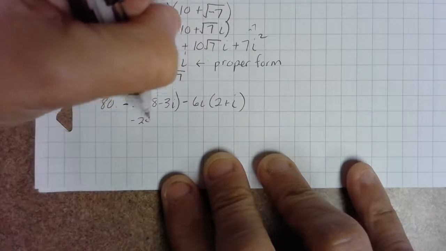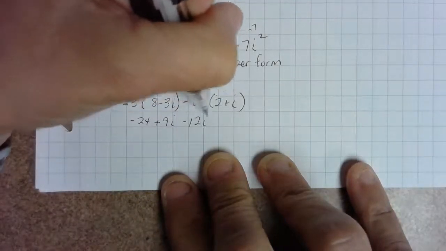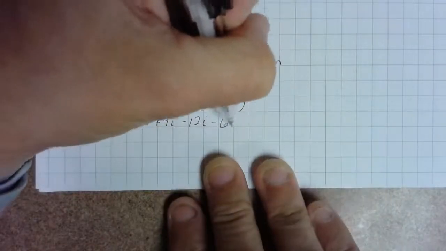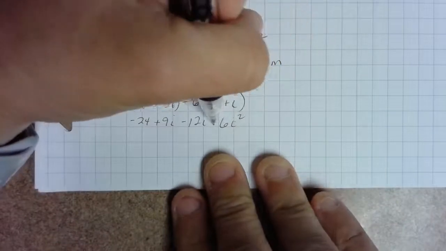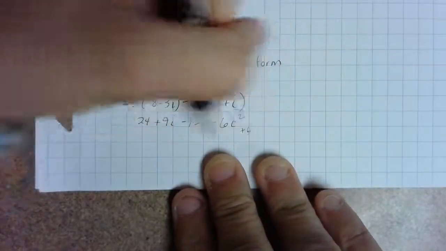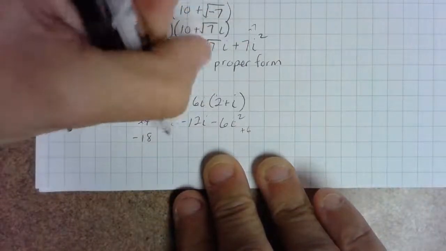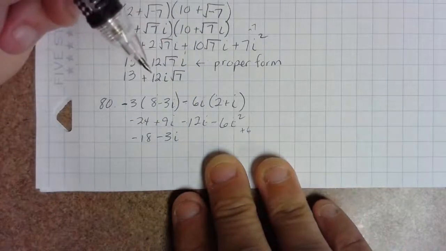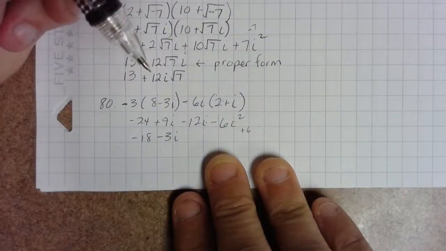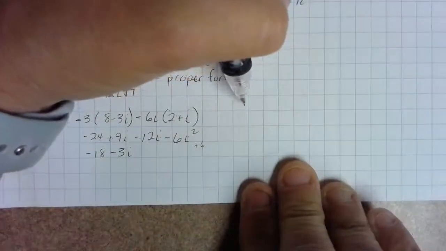We have negative 24 plus 9i. Then we have negative 12i minus 6i squared. At that point, it's fine if you just make a note that you know minus 6i squared would be plus 6. So negative 24 plus 6 is negative 18. 9i minus 12i is negative 3i. Yep, that's correct. I'm going to come over here for 82 since we start something else on the next one.